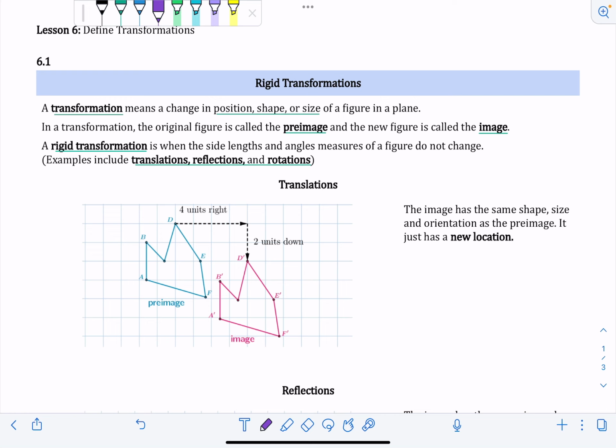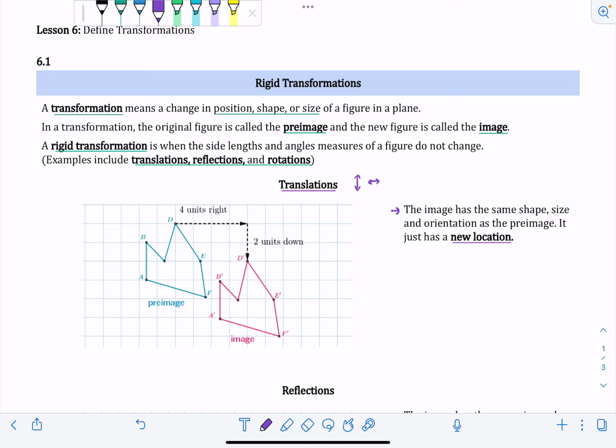So the first one is translations. So the definition right here, the image has the same shape, size, and orientation. It just has a new location. So basically with translations, we're moving the pre-image up, down, left, or right. And we're just basically taking each individual point and moving it based upon those transformations.